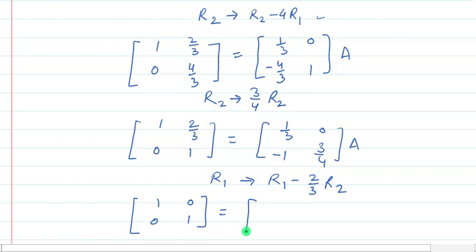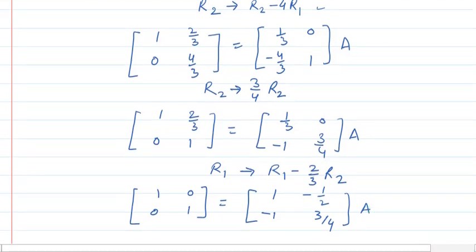We are getting, there is no change in row 2, that is it is minus 1 and 3 by 4, and after subtracting 2 by 3 times of minus 1 from 1 upon 3, we are getting 1 over here, and similarly multiplying this 3 by 4 with minus 2 by 3 and subtracting it from 0, we are getting minus 1 upon 2 and into A.